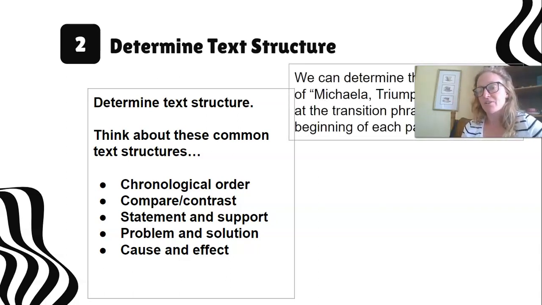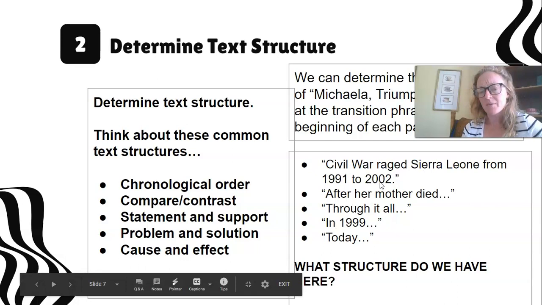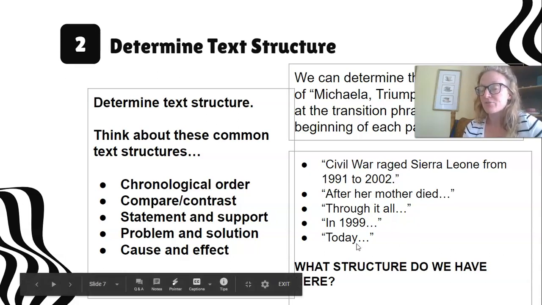So one way to help figure out structure is to look at the beginnings of some of the key paragraphs in the text. So if we look at those, I noticed something about them. So here's 5 kind of intros into different sections of this text. It starts with Civil War raged Sierra Leone from 1991 to 2002. Then we have after her mother died. Then through it all. Then in 1999. Then today. I noticed that a lot of these words have to do with time. I have years, I have today, I have after. So I'm starting to think that this structure of this text is chronological.